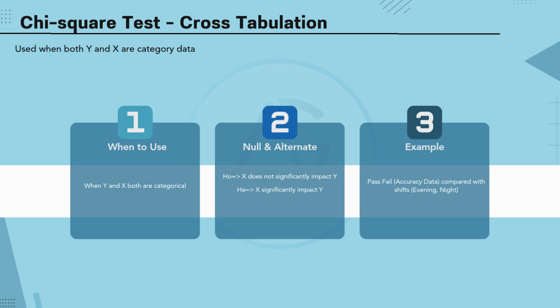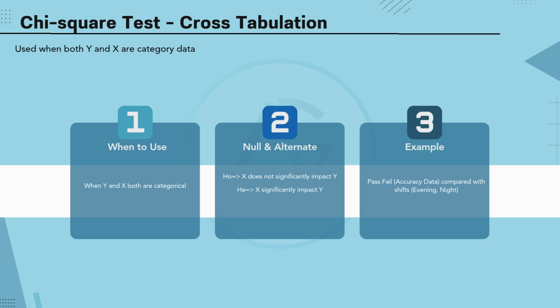Null and alternate hypotheses. Null hypothesis, H0: there is no association between x and y, meaning changes in x do not affect y. Alternate hypothesis, Ha: there is an association, meaning x significantly impacts y. Example: let's say we want to analyze if shift timing, evening or night, affects accuracy outcomes, pass or fail. We would set up a contingency table comparing how many passes and fails occurred in each shift. If the p-value from the chi-square test is less than 0.05, we can say shift timing significantly impacts accuracy.